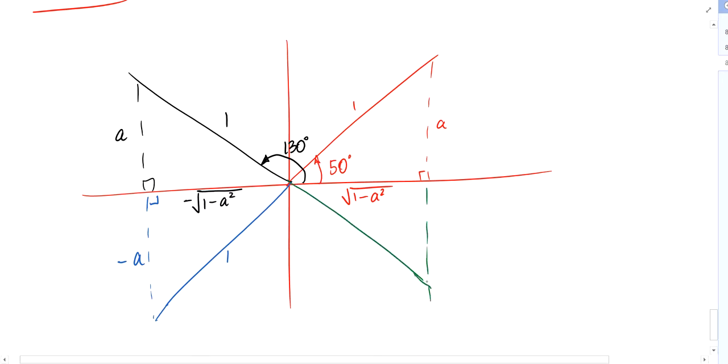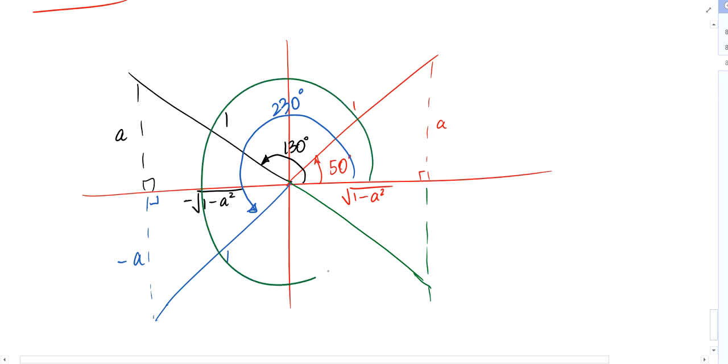Dotted line down. Wait, I forgot to write the angle. Okay, so the blue angle will be 180 plus 50, so 230 degrees. And the last one, the green angle: 360 minus 50, so 310. What is the hypotenuse? 1. What is the vertical side? Negative a. The horizontal side? It's written already. So with this, I can solve parts A, B, C, D.